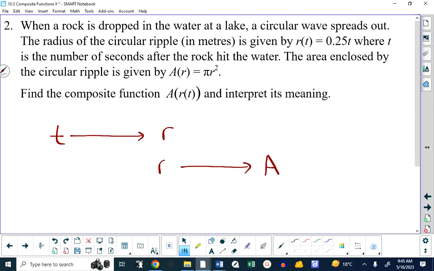So if I told you the time was 3 seconds and I said, what's the area? You can find the radius first using the first formula and then use that radius to find the area. Let's do that. I'm going to put 3 in for t, and you can confirm you get 0.75. So the radius is 0.75 meters. And then the area is 0.75 squared times pi.